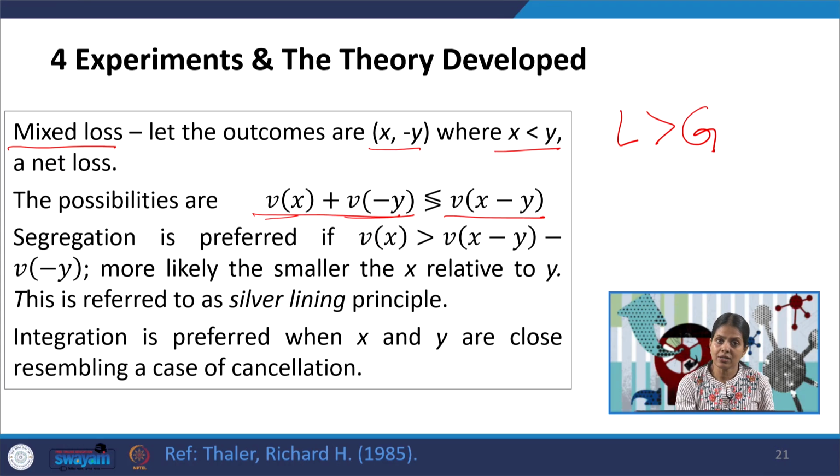Now, segregation is preferred if V(x) is greater than V(x-y) minus V(-y). More likely, the smaller the x relative to y, this is referred to as the silver lining principle. So, we would be going for segregation when x is small relative to y, when the gain is relatively small compared to the loss.